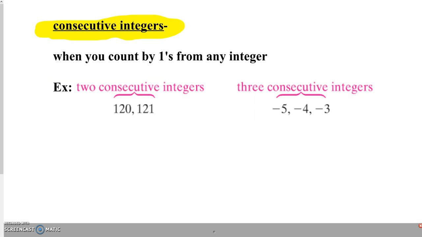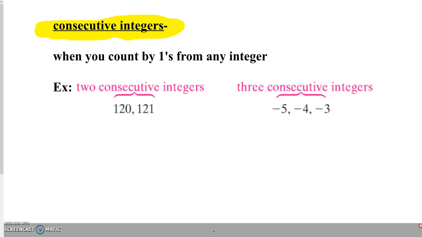All right, so our goal here will be to see how we can use three-step equations to solve problems and then get into four-step equations also. So consecutive integers are something we got to understand real quick. Consecutive integers are when you count by ones from any integer.